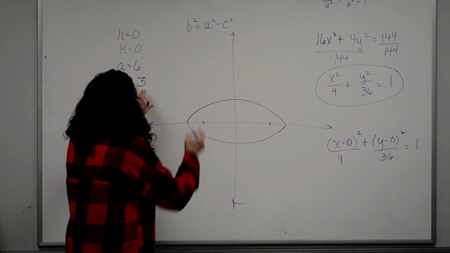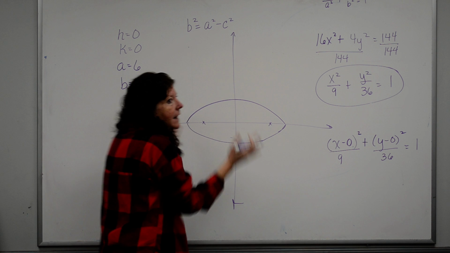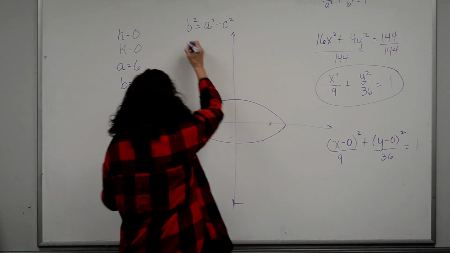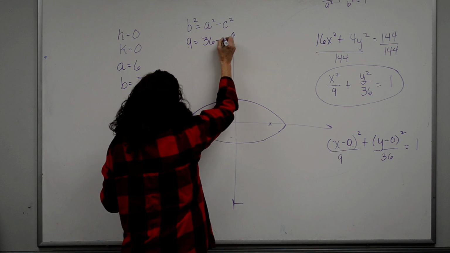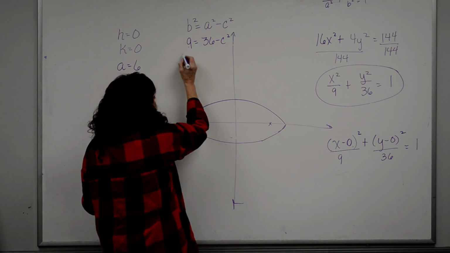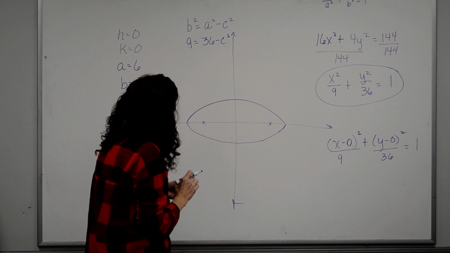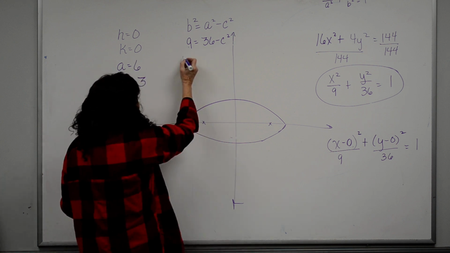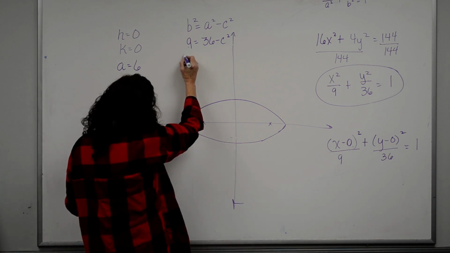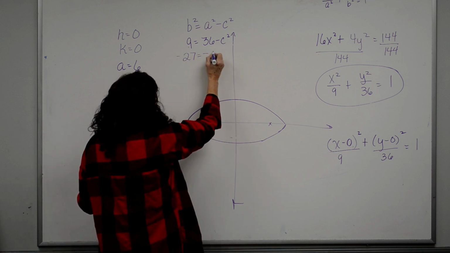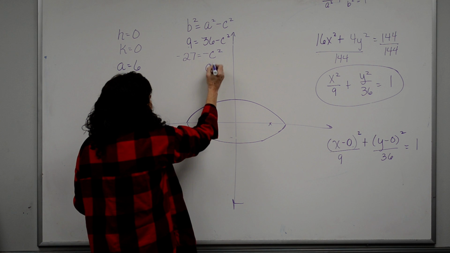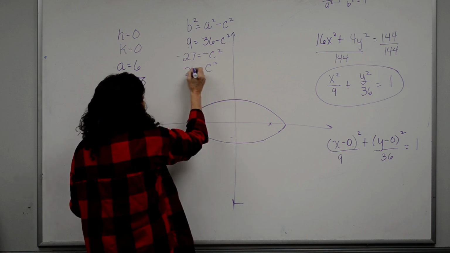So now I want to plug in here. I've got to go back and square them. So now I have 9 equals 36 minus c squared. So I'm going to subtract 36 from 9, which is negative 27, equals negative c squared, so c squared is equal to 27.